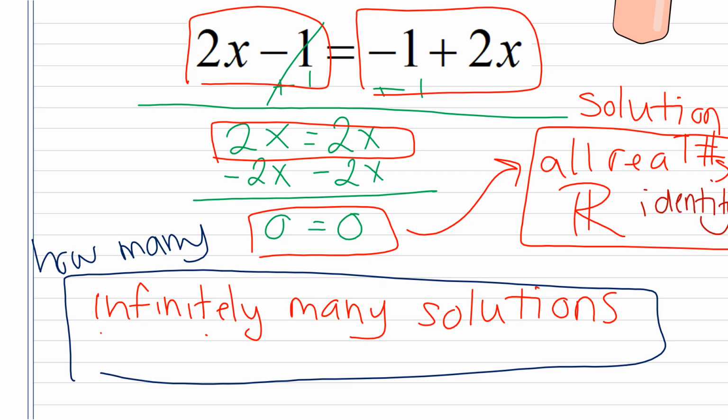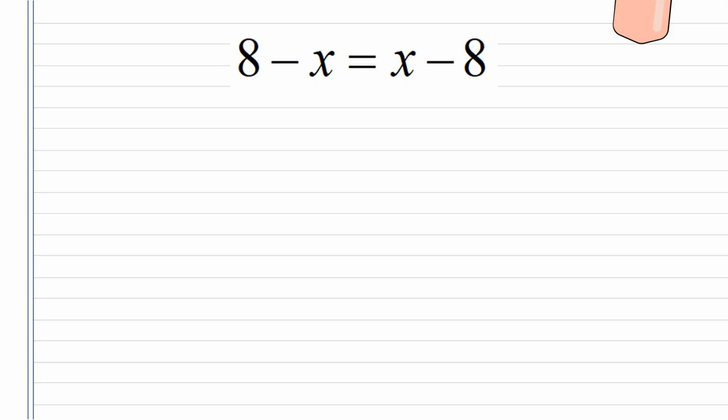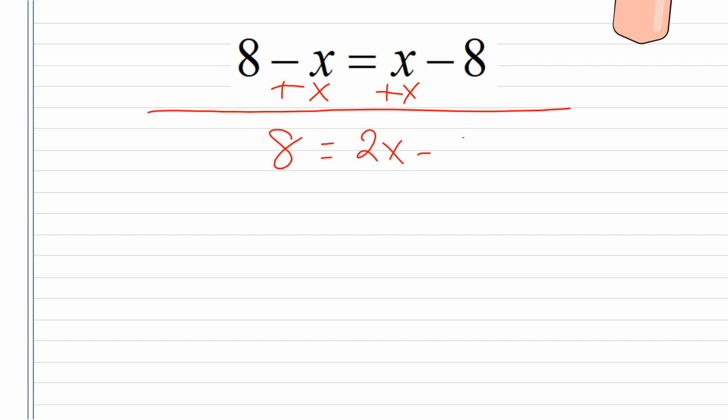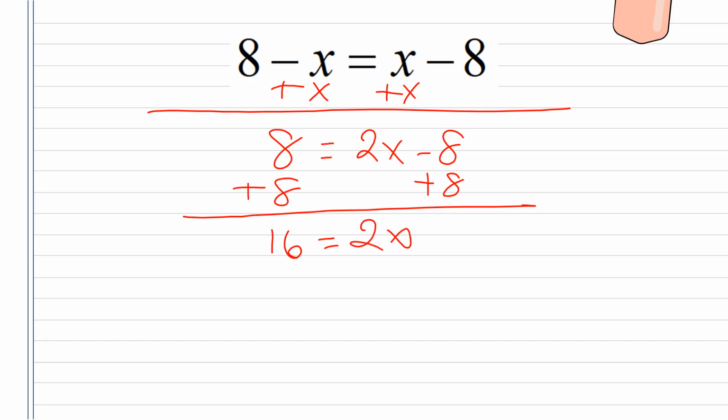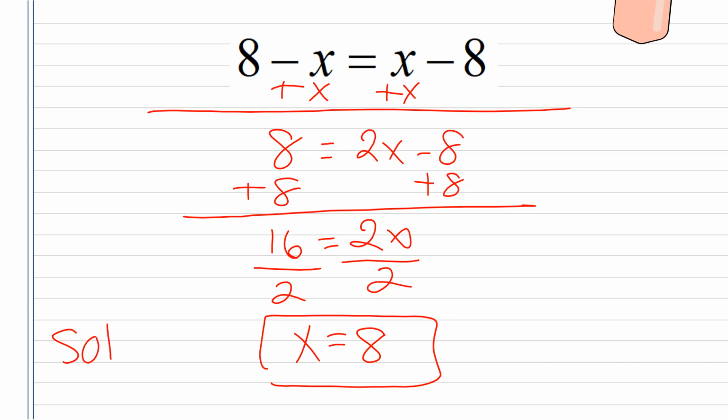Okay. Okay, next. Let's add x. I have 8 equals 2x minus 8, add 8. I have 16, divide both sides by 2, x equals 8. This is my solution, and there is only one, as you can see.